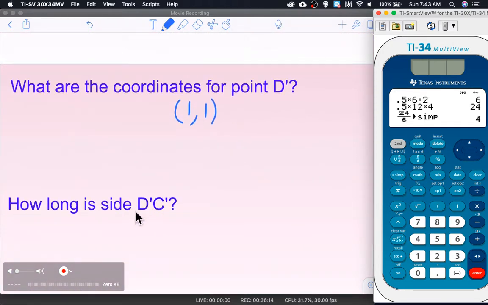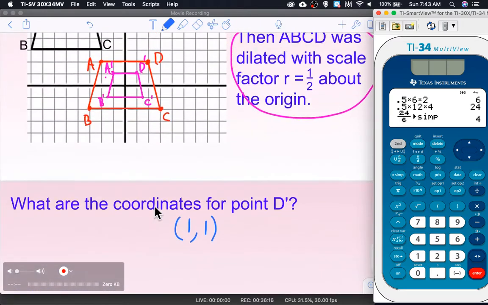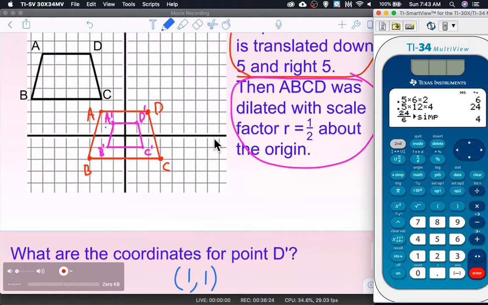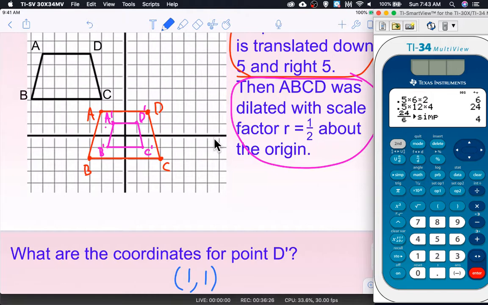How long is side D prime, C prime? I want you to figure out how long is this side right here. What is the length of this? I'm going to have you pause the video and try this on your own. When you're ready to continue, or if you get stuck, hit play and we'll go through it together.